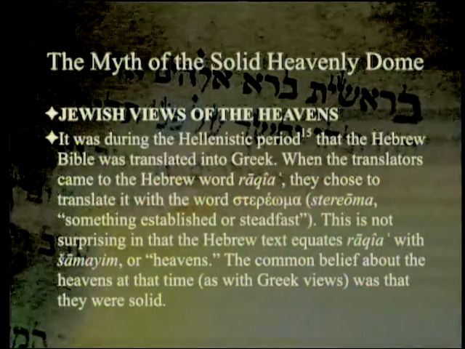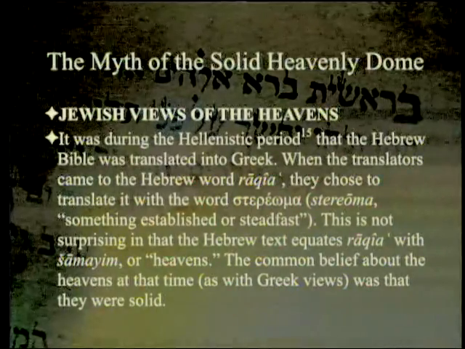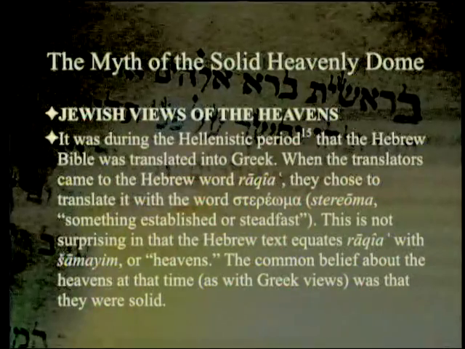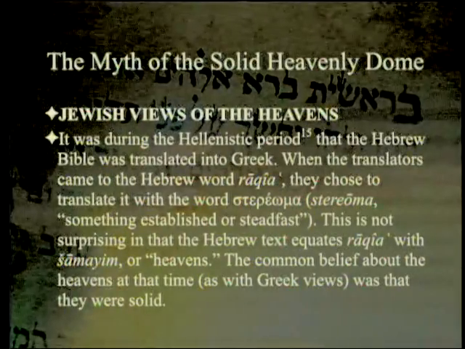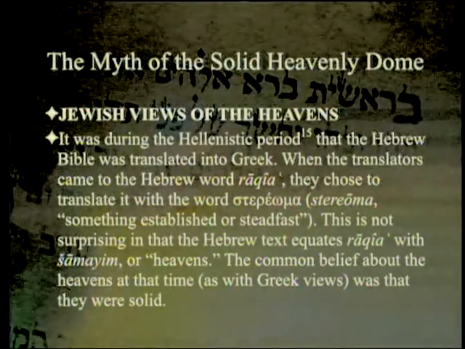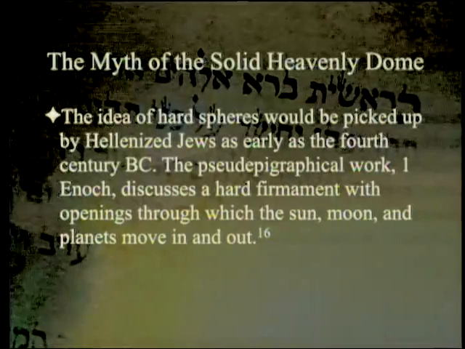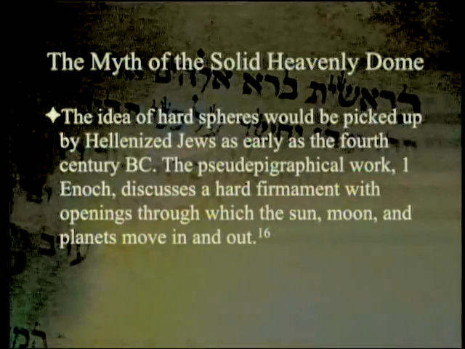The common belief about the heavens at that time, as with Greek views, was that they were solid. And of course, Greek views heavily influenced this. After all, they're translating the Bible into Greek. The idea of hard spheres would be picked up by Hellenized Jews as early as the 4th century BC.